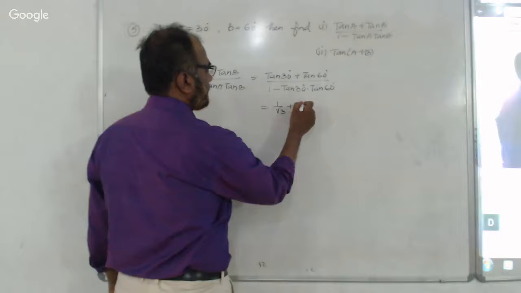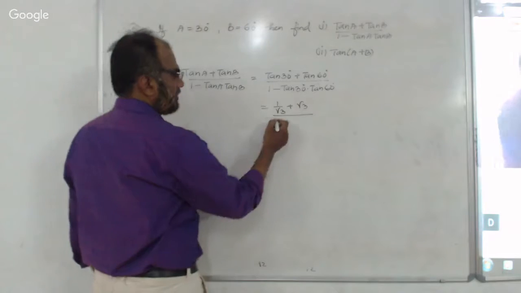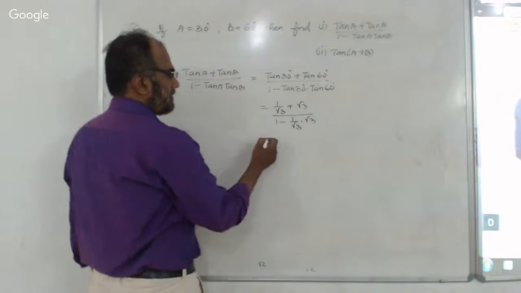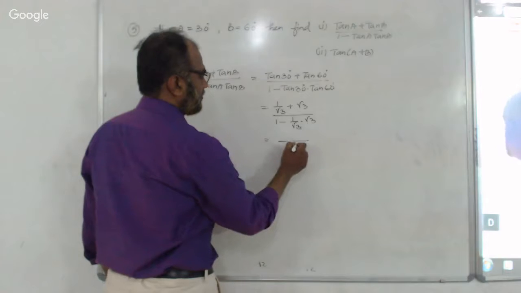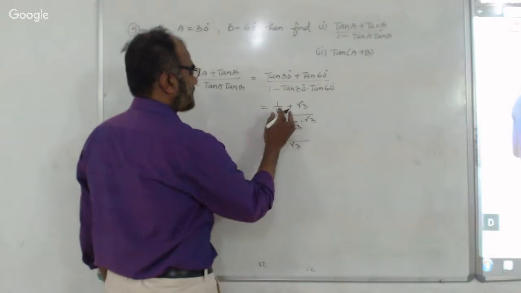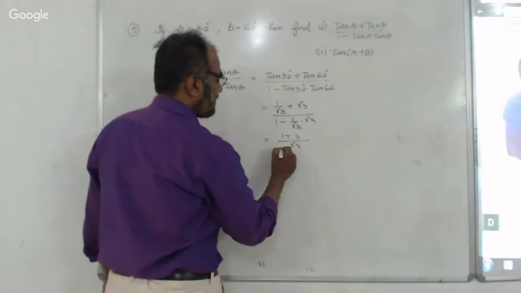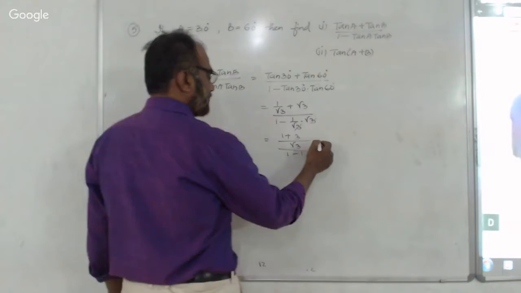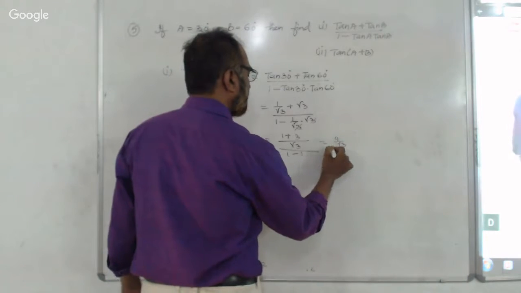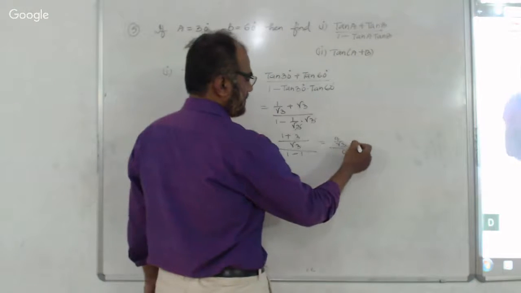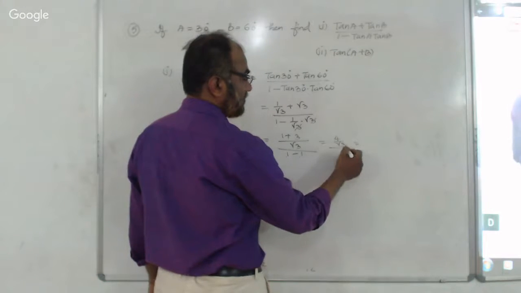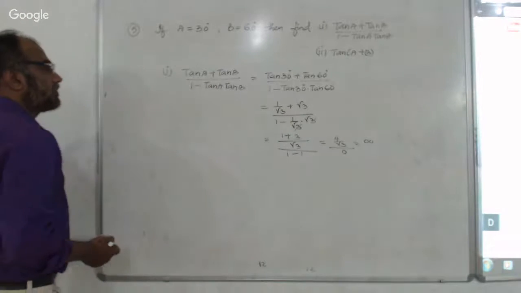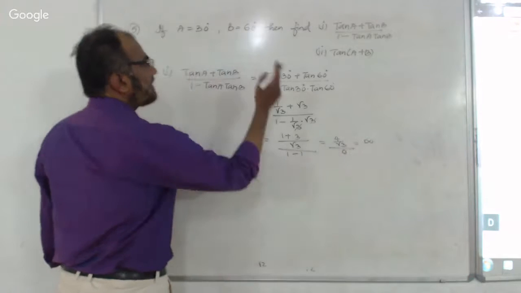Tan 60 is root 3. Taking the LCM, the numerator is 1 plus root 3 into root 3, which is 3, so 4 by root 3. In the denominator, 1 minus 1 is 0. So it is 4 by root 3 by 0, which is infinity.